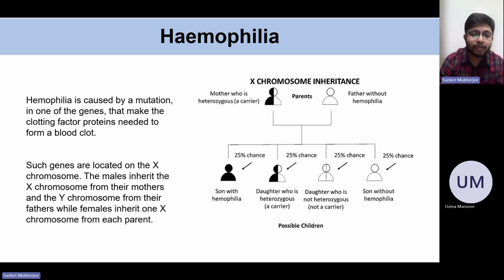The females inherit one X chromosome from each parent. So naturally, since this disease is an X-linked disease, a male is more likely to be affected. Apart from that, a daughter, if affected, usually does not live for long because they have more blood loss compared to males. So that's the thing.